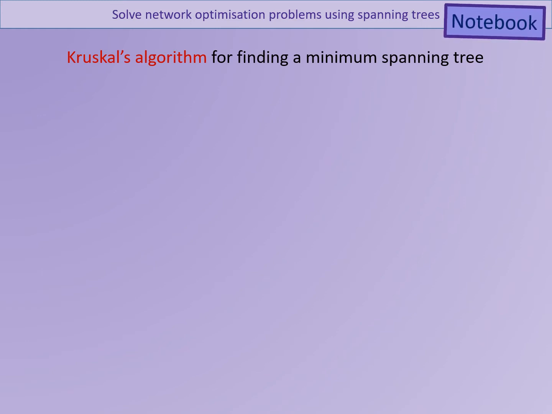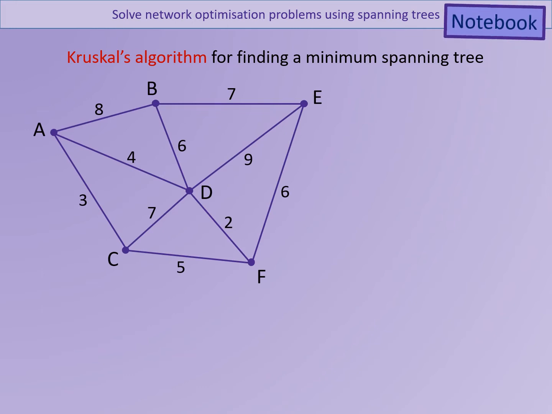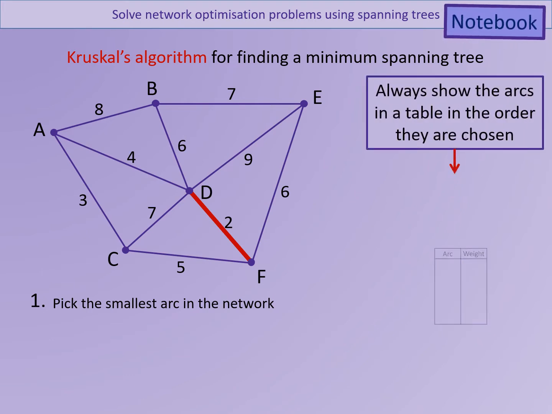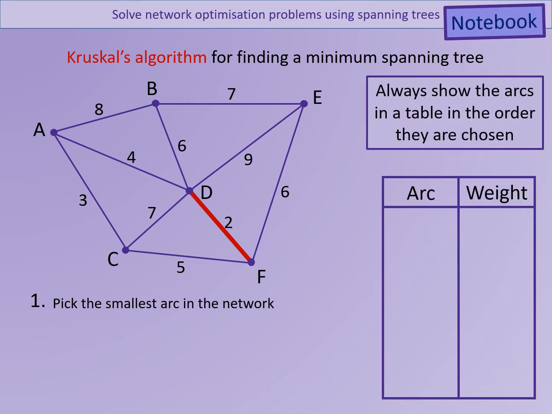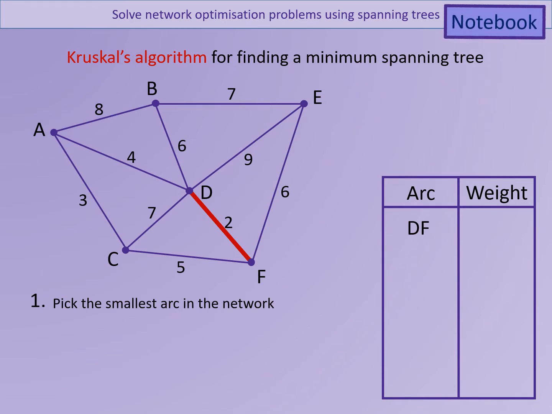The second algorithm we're going to use serves the same purpose, but it has slightly different instructions. This one is called Kruskal's algorithm. So in Kruskal's algorithm, we don't start from a particular vertex. The first step for Kruskal's algorithm is to choose the smallest arc in the entire network. So looking at the network, we can see the smallest arc is D to F. And again, we're going to put these into a table. So arc DF has a weight of 2.